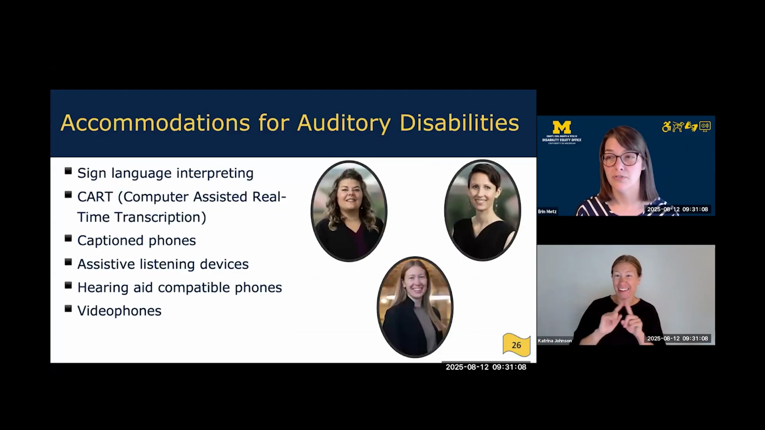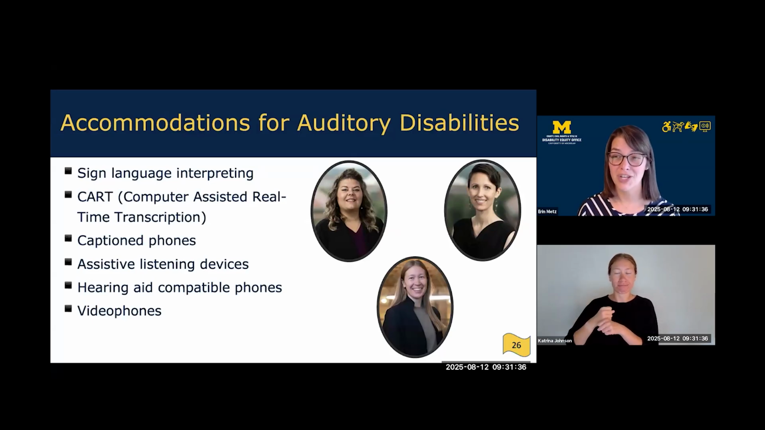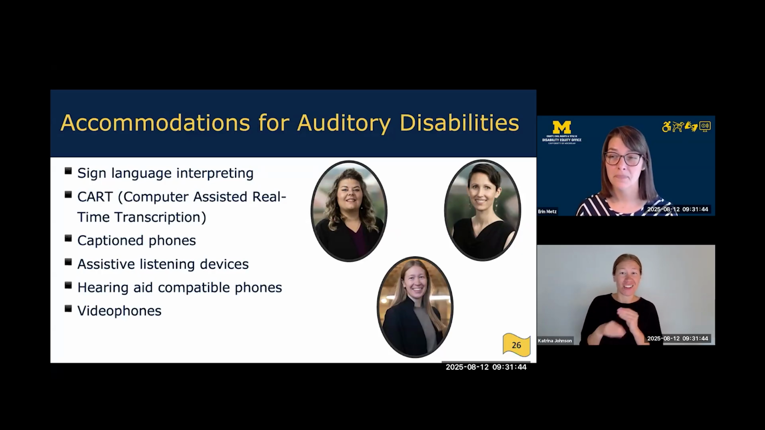There are a variety of accommodations available for individuals with auditory disabilities to ensure effective communication and accessibility. For example, sign language interpreting is a key resource, and we're fortunate to have staff interpreters in the Disability Equity Office. Casey Ann, Casey, and Katrina, who are pictured here. Another important accommodation is CART, Computer Assisted Real-Time Transcription. It provides live, real-time transcription of spoken content. Additionally, video captioning can be used for pre-recorded materials to ensure accessibility. Other valuable accommodations include caption telephones, assistive listening devices, hearing aid compatible phones, and video phones such as FaceTime or other video calling technologies. These tools are essential in supporting equal access and full participation for individuals with auditory disabilities.